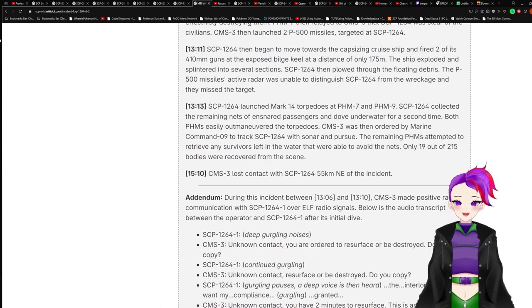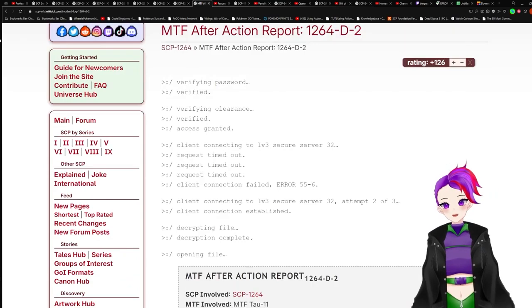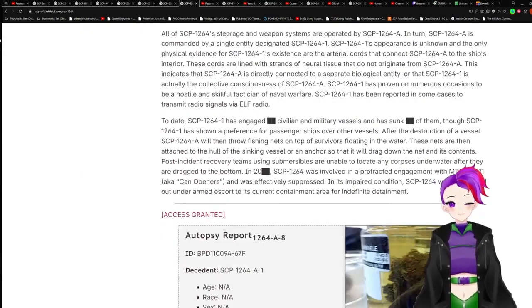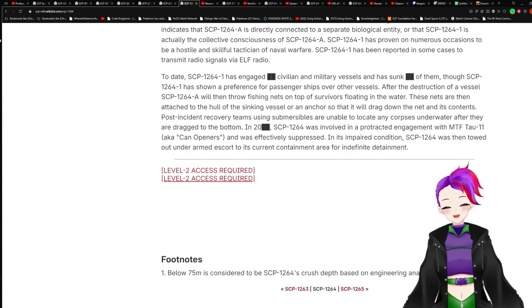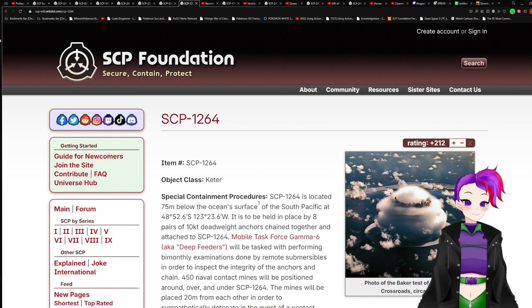That was a long SCP. I didn't have to read the MTF thing, but in case they mention it, it's best we know. Like, they might not get into these two level 2 access required areas. Yeah, so don't mess with 1264.